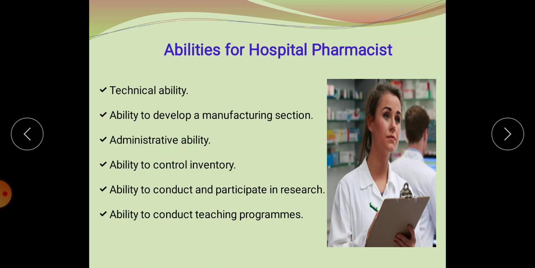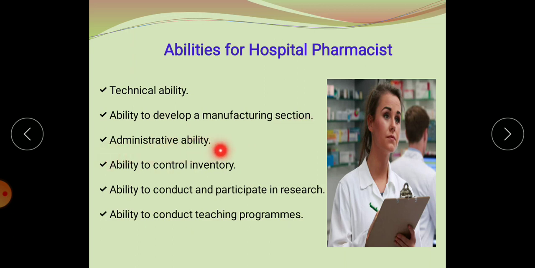Now what are the abilities of the hospital pharmacist? Like from a hospital pharmacist, what skill should be needed? First of all is the technical ability. The hospital pharmacist must be technically aware or technically sound to deal with all types of situations and all the technical problems. Then next is the ability to develop a manufacturing section within a hospital. If large volume parenteral products or any drug should be manufactured within the hospital, they need the ability to develop those manufacturing sections. It may be aseptic area or other normal sections.